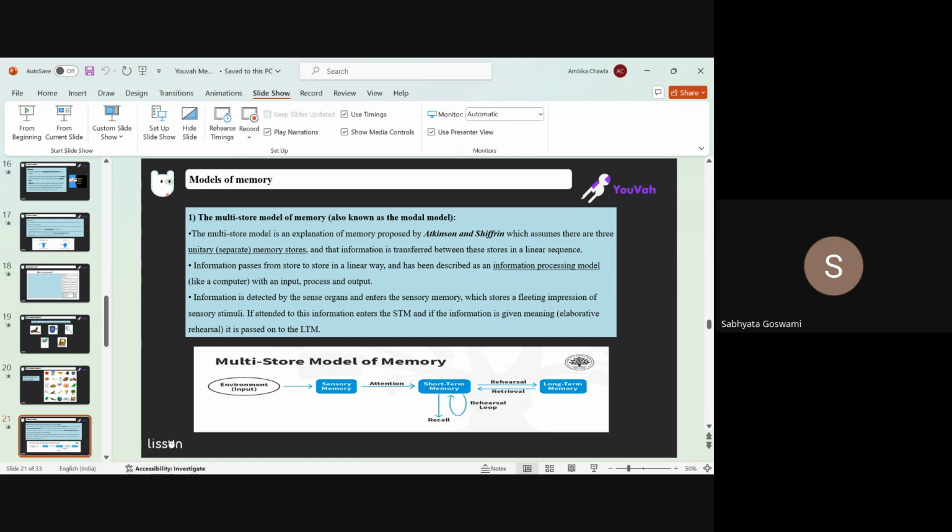Okay. And information जो है it works in a linear sequence, which means it goes from one store to another in a line and travels in a linear way. So it was also called an information processing model. So basically how it works is that once a person attends to environmental stimulus, it goes to their sensory memory.